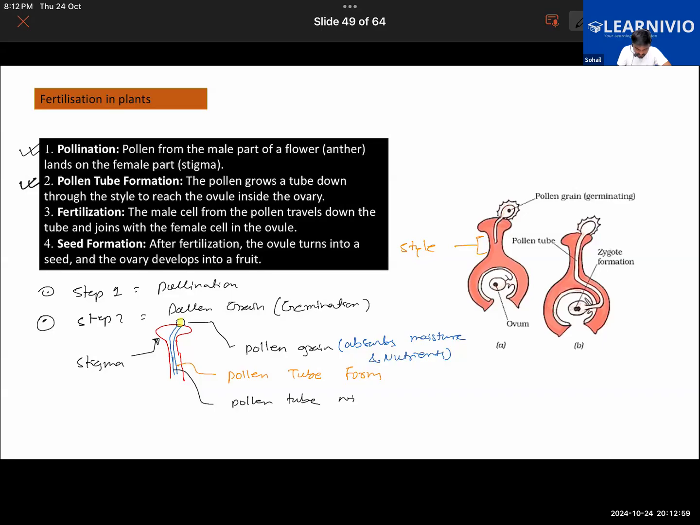Pollen tube will carry the pollen grain contents towards the ovary. Further, the pollen grain contains 2 male gametes. What is the male gamete here? Is it the ovum or the sperm? Yes, Fatima, the sperm. So how many will it carry? 2 sperm cells will be carried by this, okay?